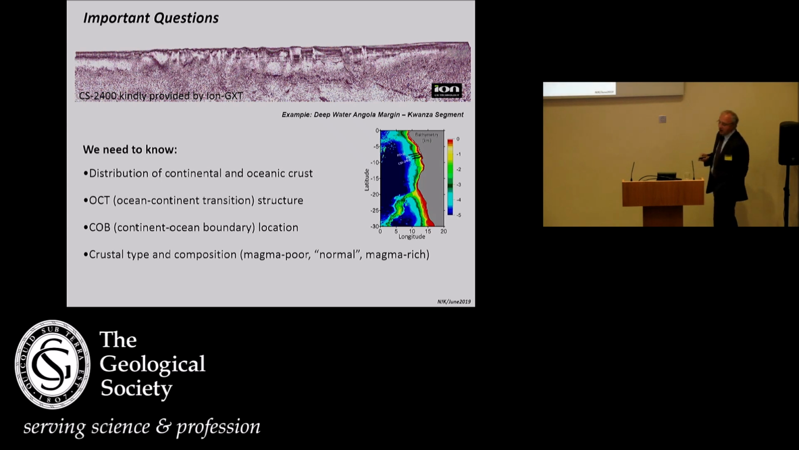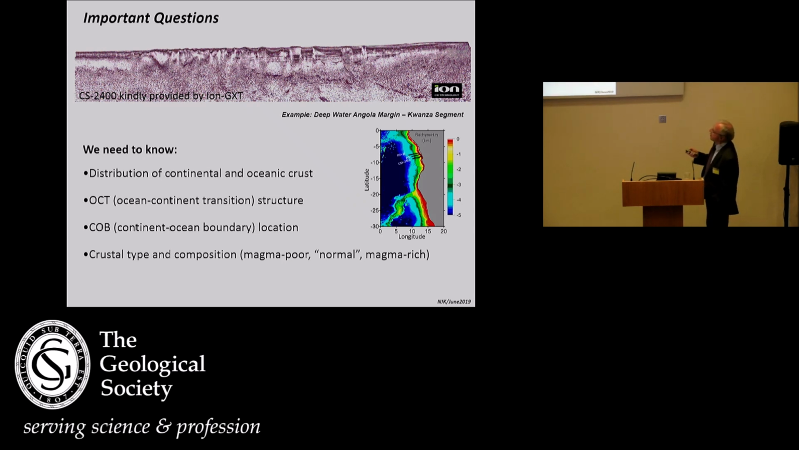So if we're working on rifted margins, whether for academia or for industry, there are several questions we need to know the answer to. One is we need to know the distribution of continental and oceanic crust. Where does the continental crust stop? Where does the oceanic crust start? And have we got something else in between, exhumed mantle?